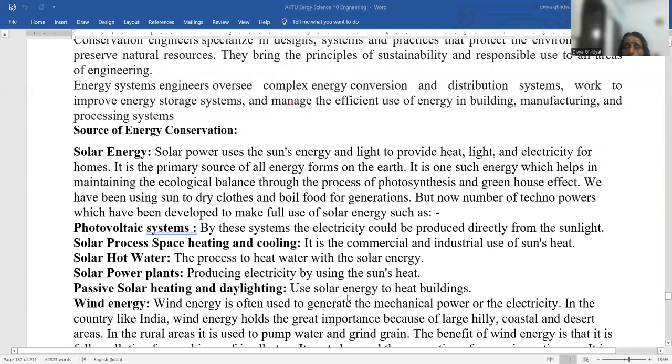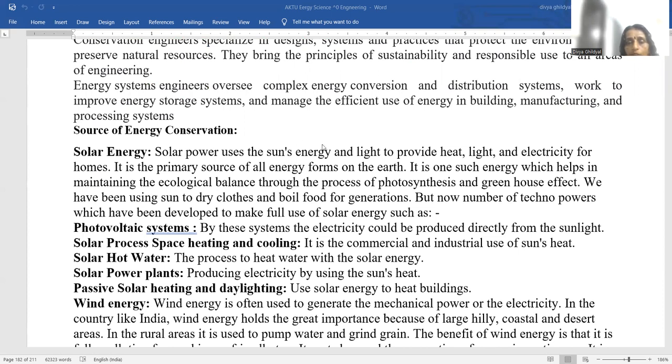Okay, what are the sources of energy conservation? You have studied all these headings in your previous units. You remember solar energy? You have studied it. It is a full separate unit in your paper. You have studied wind energy. Quickly, I will revise it again with you.